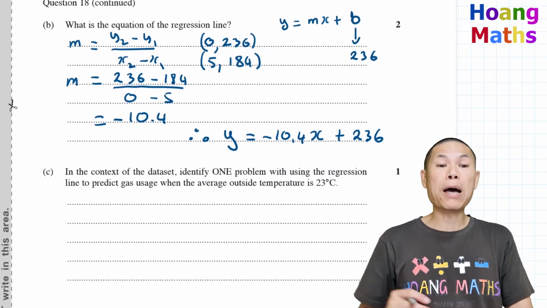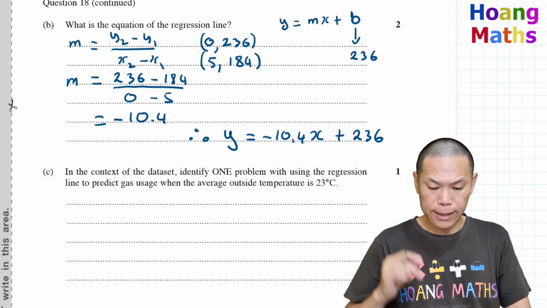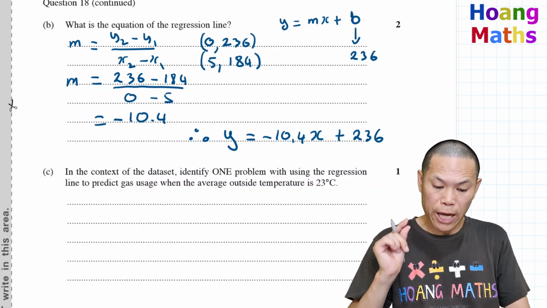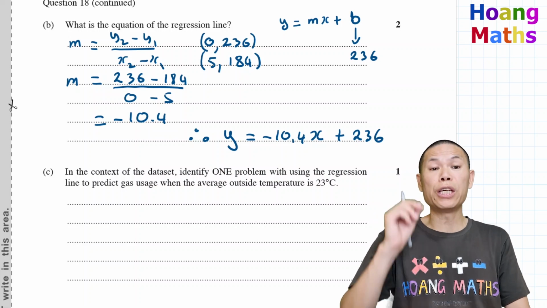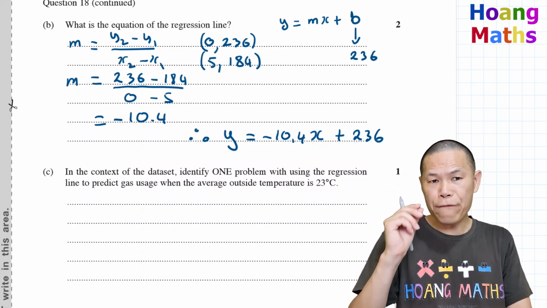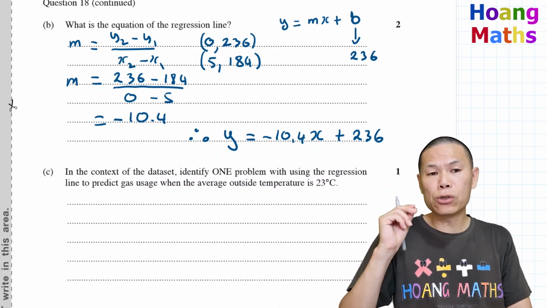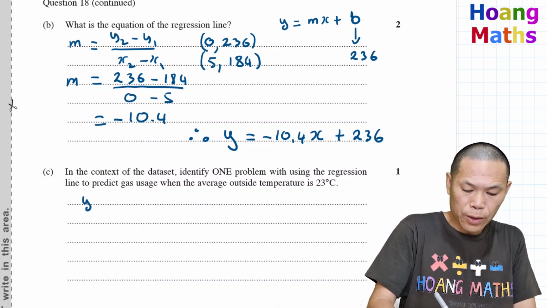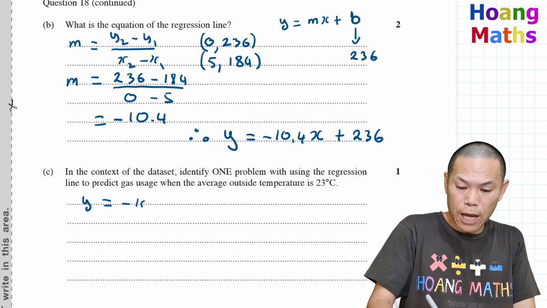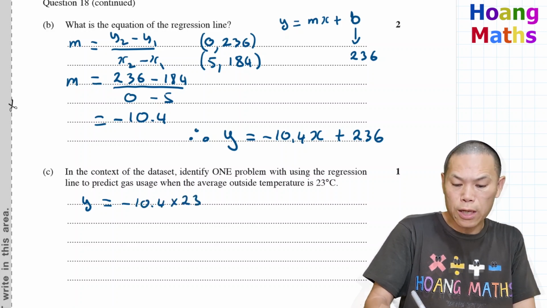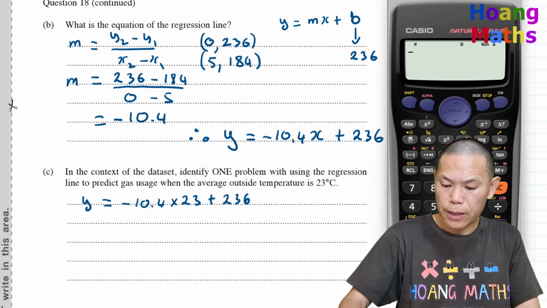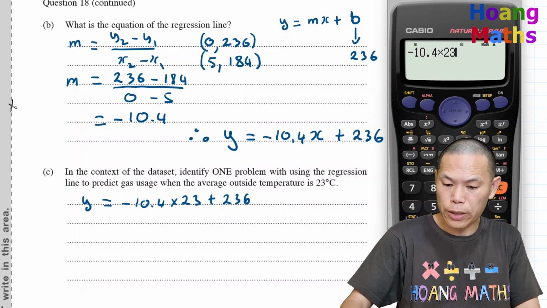Okay. Now part C. In the context of the data set, identify one problem with using the regression line to predict gas usage when the average outside temperature is 23 degrees. Now to work it out, first of all, we just work out the daily gas usage for 23 degrees Celsius first. That is when x is 23. So y is equal to negative 10.4 times 23 plus 236. So I just go negative 10.4 times 23 plus 236.